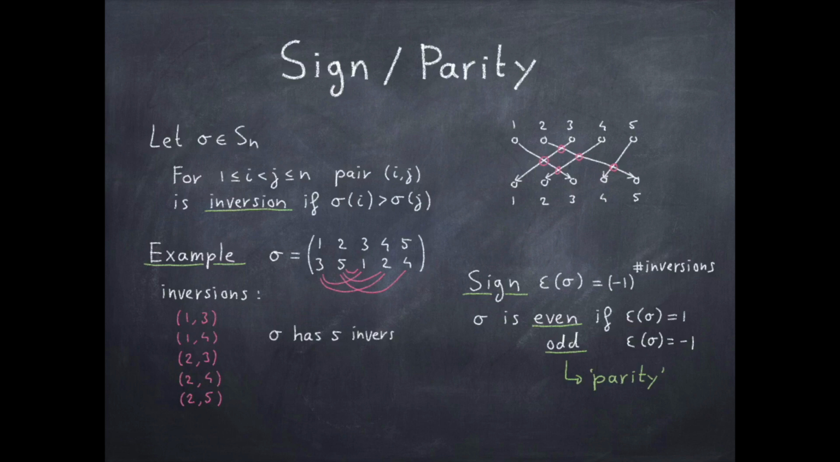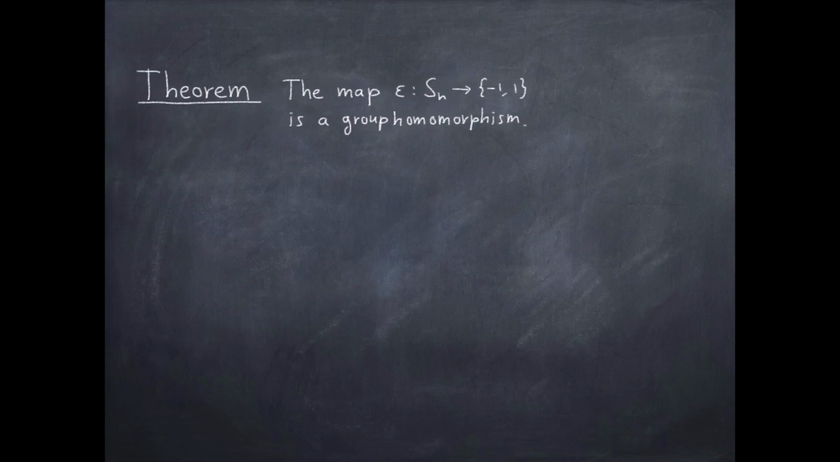The permutation sigma from the example had 5 inversions. So this sigma is an odd permutation, and its sign, epsilon of sigma, is equal to -1. Every permutation has a sign which is an element from {-1, 1}. This gives us a map epsilon from Sn to {±1} that assigns to any permutation its sign. The next theorem says that this map epsilon is in fact a group homomorphism.